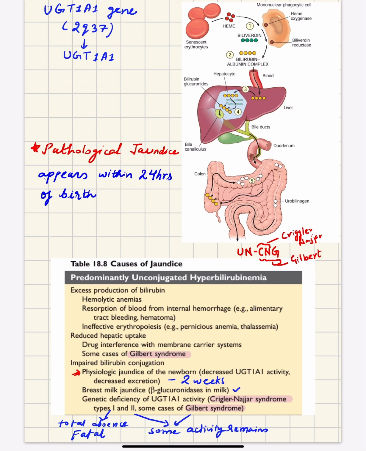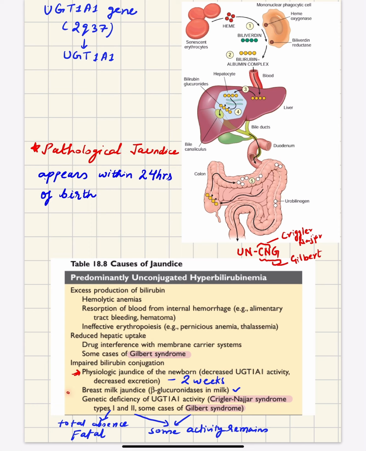So this enzyme activity is regulated by the gene UGT1A1, and it is present at the locus 2q37. This is important for the MCQs. So the physiologic jaundice of the newborn develops after 24 hours of birth. And if the jaundice appears within 24 hours of birth, then it is known as pathological jaundice because of other reasons.